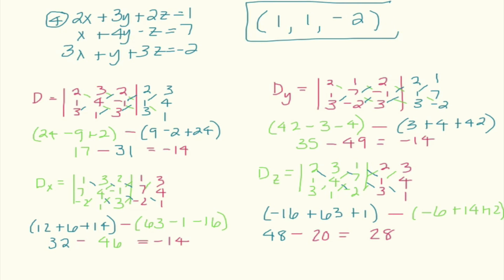So I'm thinking this is my ordered triple. Let's do a check though. When I substitute into this first equation, 2 plus 3 is 5. 5 minus 4 is 1. 1 plus 4 is 5. 5 minus negative 2 is 7. And in my last equation, 3 plus 1 is 4. 4 minus 6 is negative 2. So I know that it works. I cannot stress how important it will be for you on this test to double check your work.